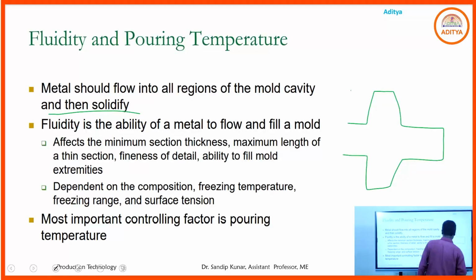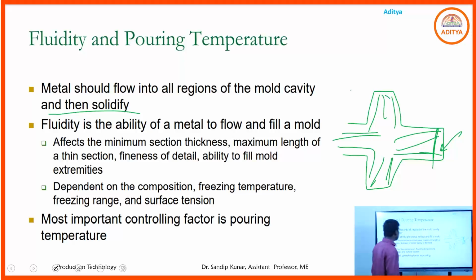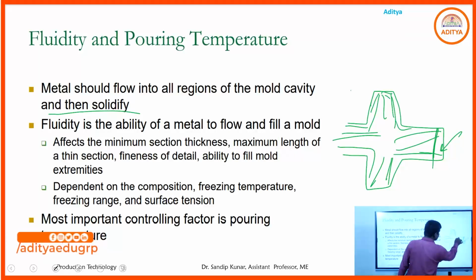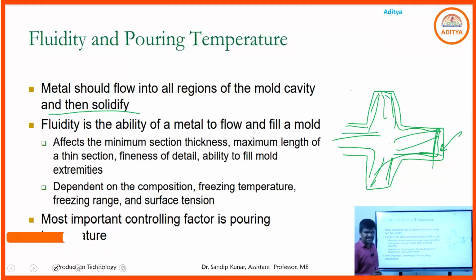If we take that type of shape and the molten metal does not flow to every position, it will produce a gap in those positions. Metal fluidity means the capability of the pouring material to flow into every section of the mold cavity shape. Otherwise the quality product will not be produced.